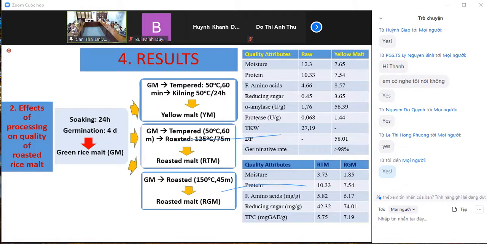So we can see from 2 tables there are many different ingredients between the yellow malt and dried malt. So after drying, we can see the TBC content is higher in the yellow malt.